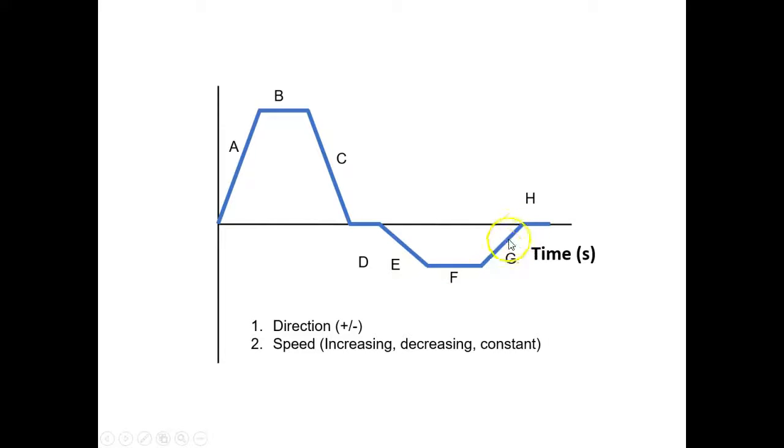And now we're still going backwards in G because the y value is negative, but now the y value is approaching 0. So this speed is decreasing. It is slowing down. So we sped up forward, constant speed forward, slowing down going forward. We're stopped. Speeding up in reverse, constant speed in reverse, slowing down in reverse, and then in H we once again come to a stop. Really important to know how to analyze this graph in terms of velocity versus time.